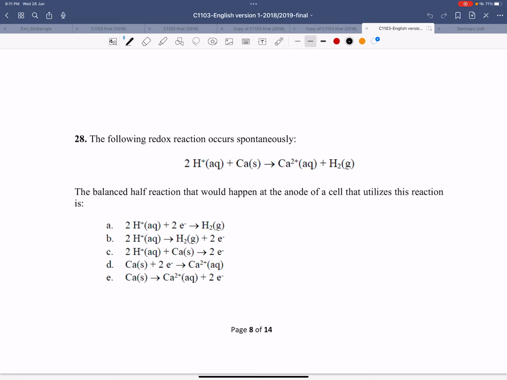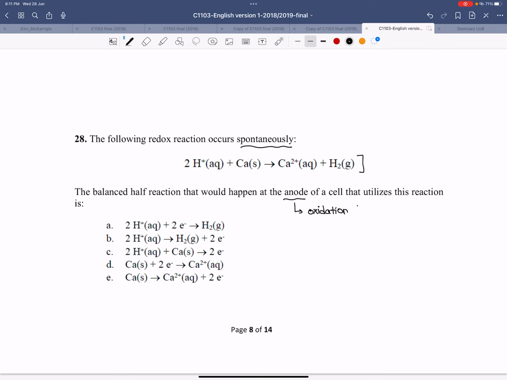So for the redox part, in number 28, it says that the following redox reaction occurs spontaneously. That's good. You have the redox reaction written right here. You can separate the reaction into half reactions. Of course, you should know how, but don't waste your time in an exam until you actually find what it is that they want. So the balanced half reaction that would happen at the anode is basically the oxidation half reaction.